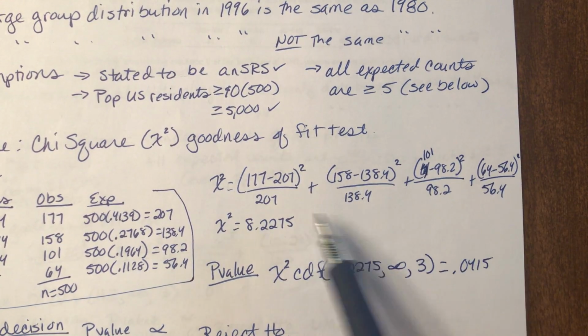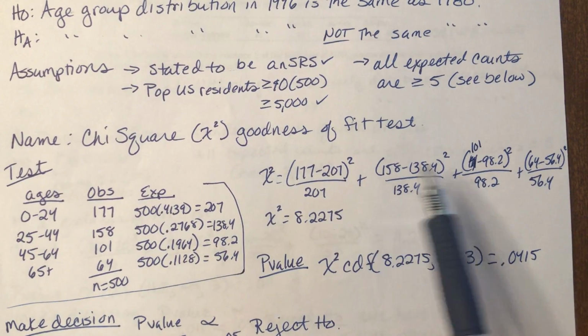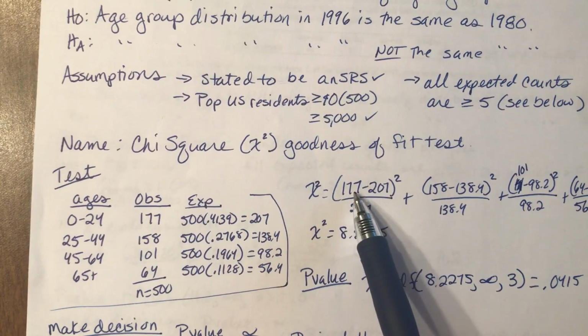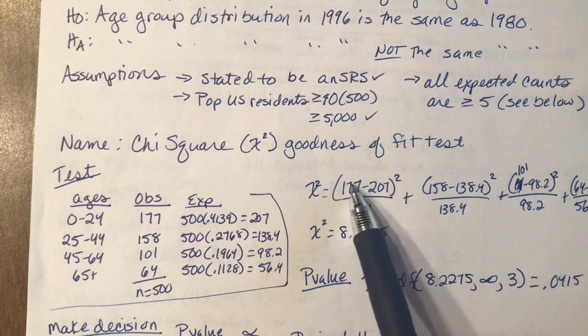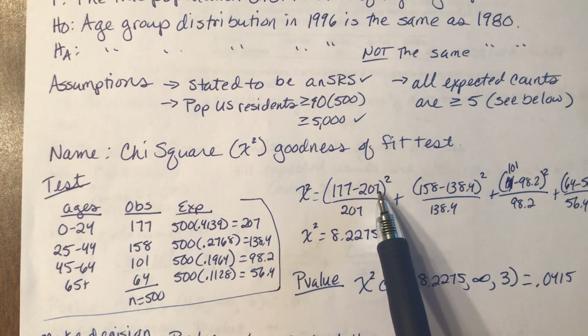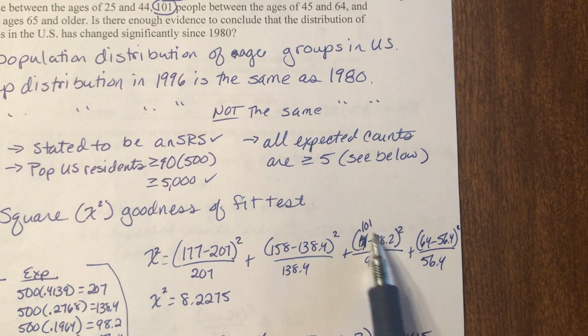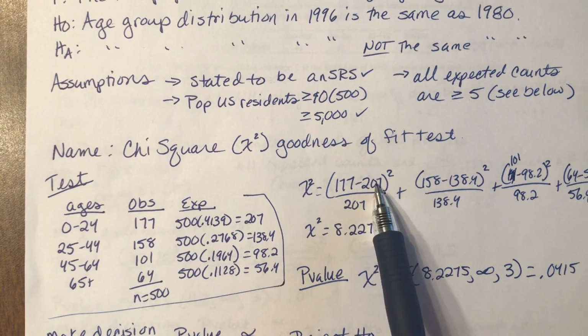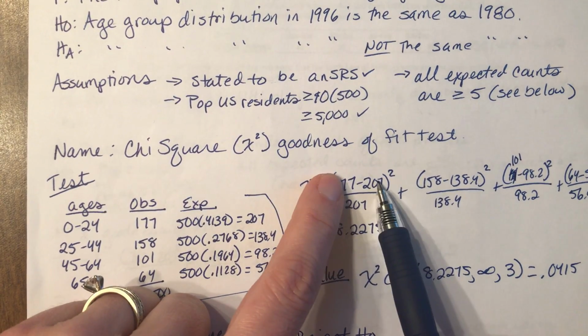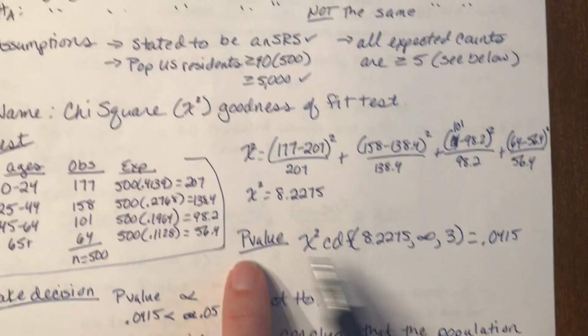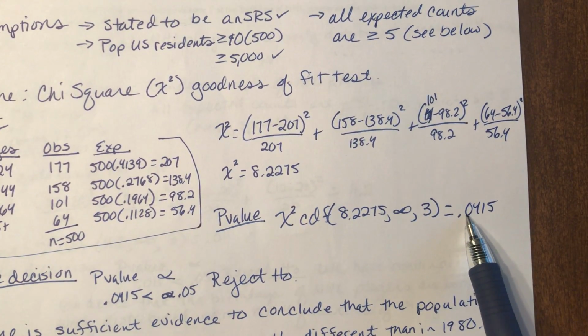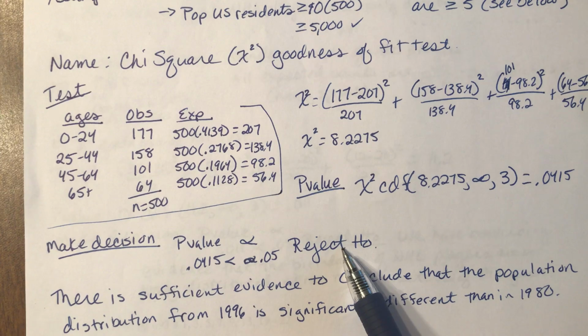I threw this in my calculator. We kind of already know that this is going to be a reject because these are really far apart. We expected 107. We observed 177 and we expected 207. That's really different. All right. This is pretty close, but this is really different. And so the further apart these get, the bigger this number gets. The bigger your chi-squared is, the smaller your p-value is. And then that means you reject. Okay, because it's less than alpha.